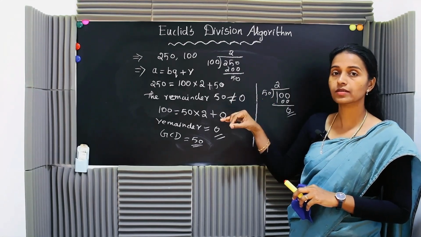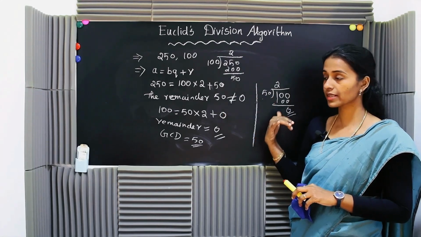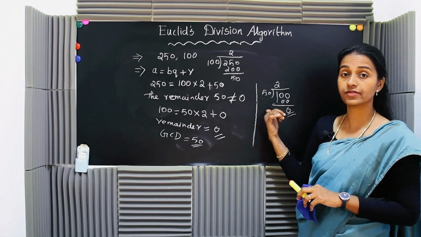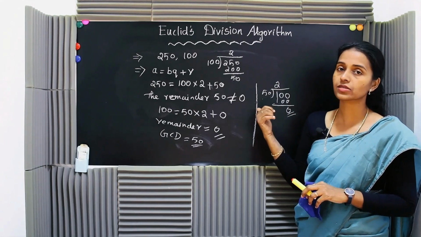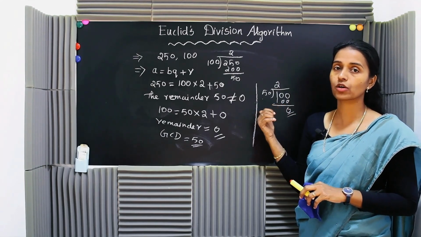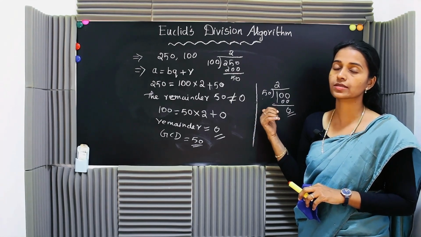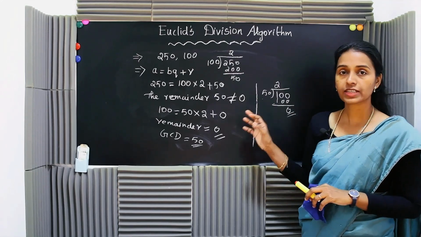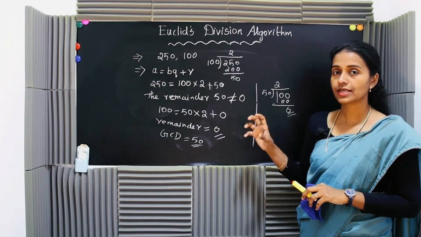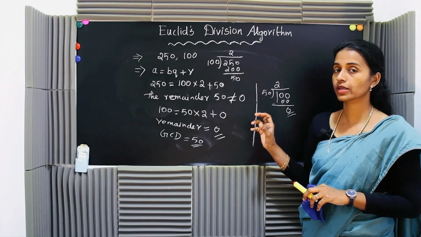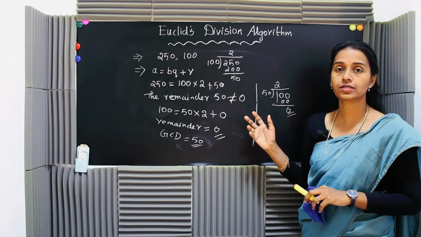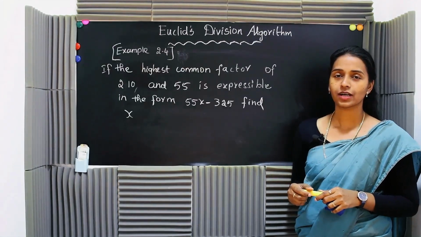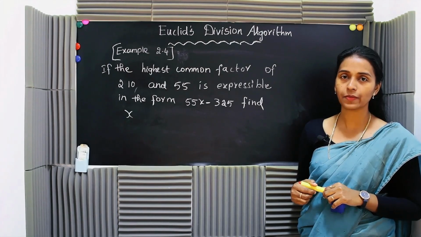Once the remainder becomes 0, in that stage, whatever number we have as divisor is the greatest common divisor, that is GCD. This is very simple. Just understand the concept, then you can find this answer easily, GCD or HCF. Now we can see the problem in example 2.4.